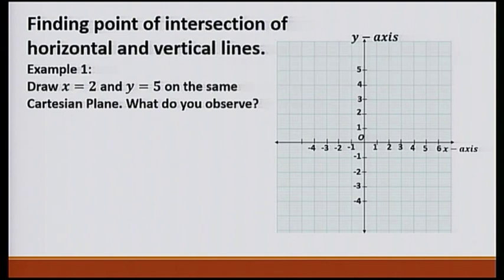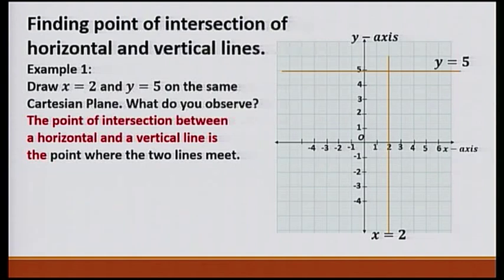Now we are going to find the point of intersection of horizontal and vertical lines. Example 1. Draw x is equal to 2 and y is equal to 5 on the same Cartesian plane. What do you observe? We are going to draw x is equal to 2, that is a vertical line. Y is equal to 5, the horizontal line.